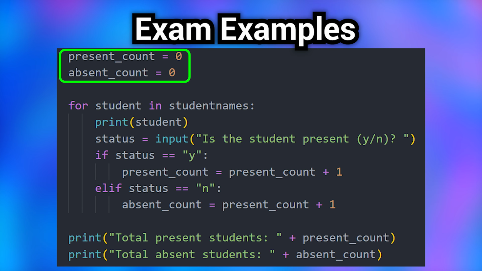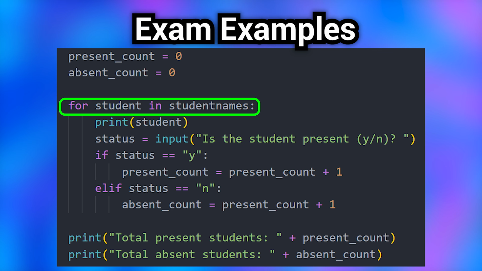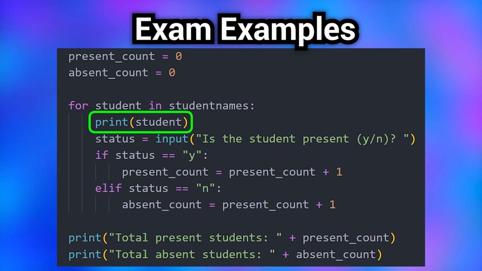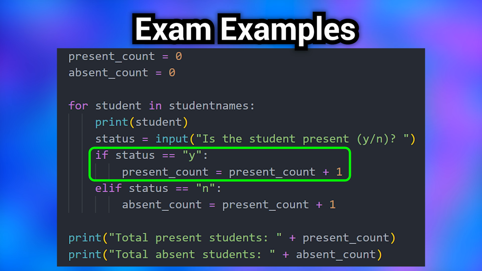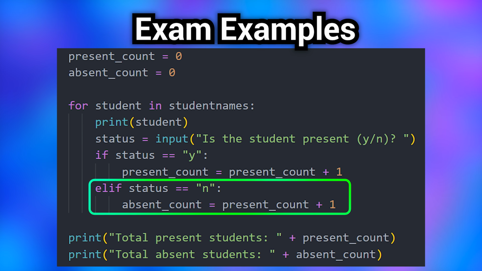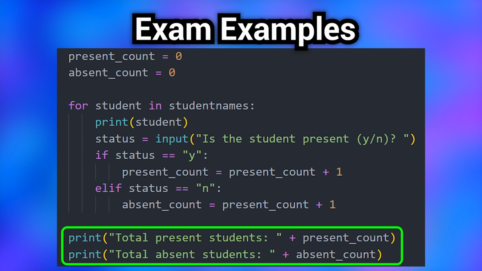We first set the present and absent count to 0. We then do a for loop that's going to go through every single student one by one and do something to each of the students. So first we print out the student's name. Then we take an input of is the student present? If the user enters Y, we're going to add 1 to present count. If the user enters N, we're going to add 1 to absent count. Then at the end, we just print total present students and total absent students.